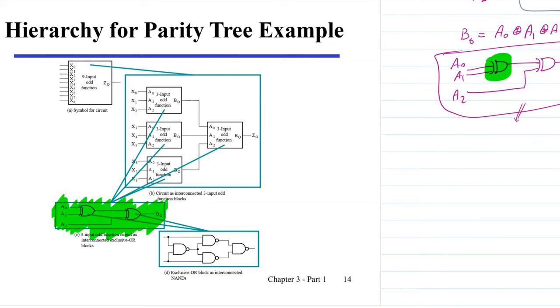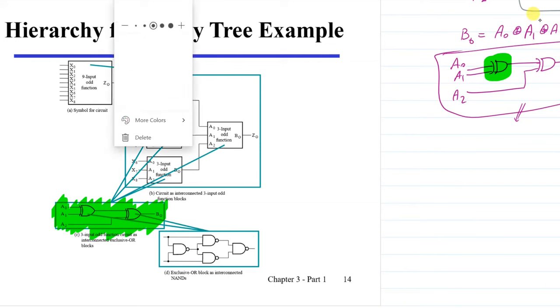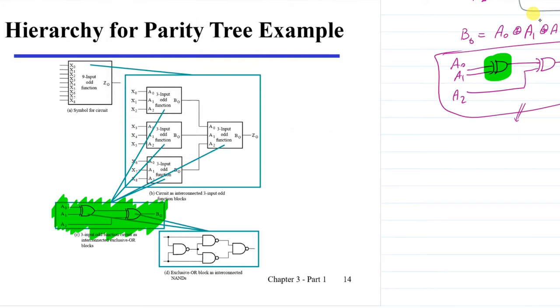And then each of the XOR gates that we have here, we already know the relation for the XOR, and each one of them could be implemented using this combination of NAND gates. We have 4 NAND gates here. Each one of them has 2 inputs, and each exclusive OR gate could be implemented using these gates in this form.